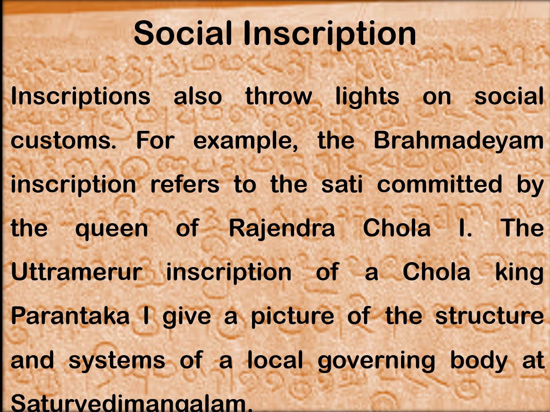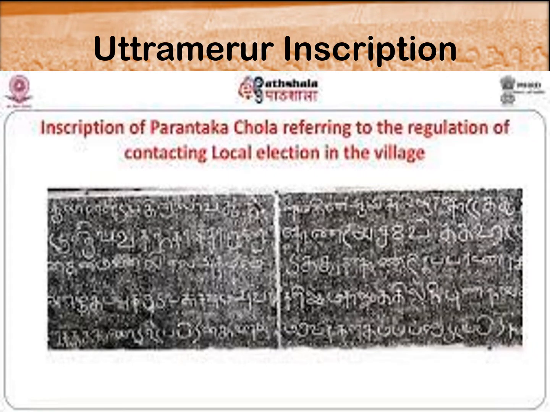The Uttaramerur inscription of a Chola king, Parantaka I, gave a picture of the structure and the system of a local governing body at Chaturvedi Mangalam. This inscription explained the existence of local self-government. The Uttaramerur inscription of Parantaka Chola mentions the rules and regulations of conducting elections in the village.